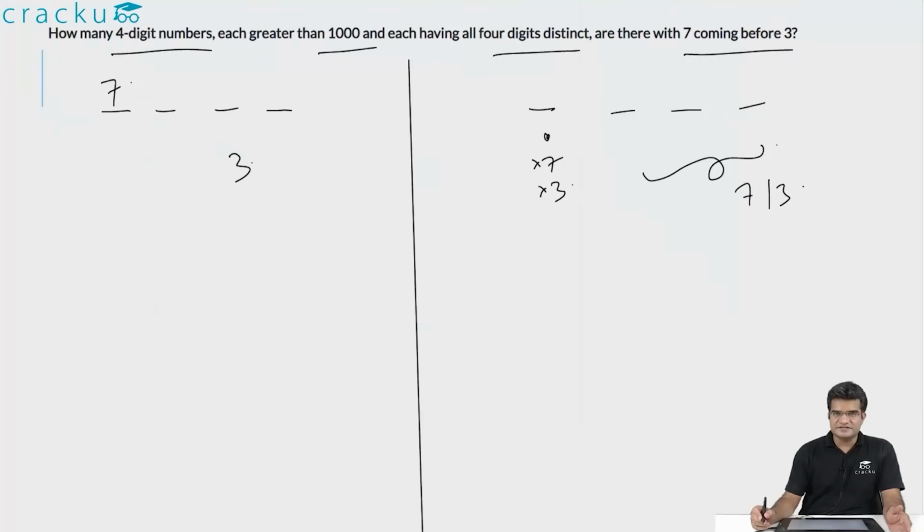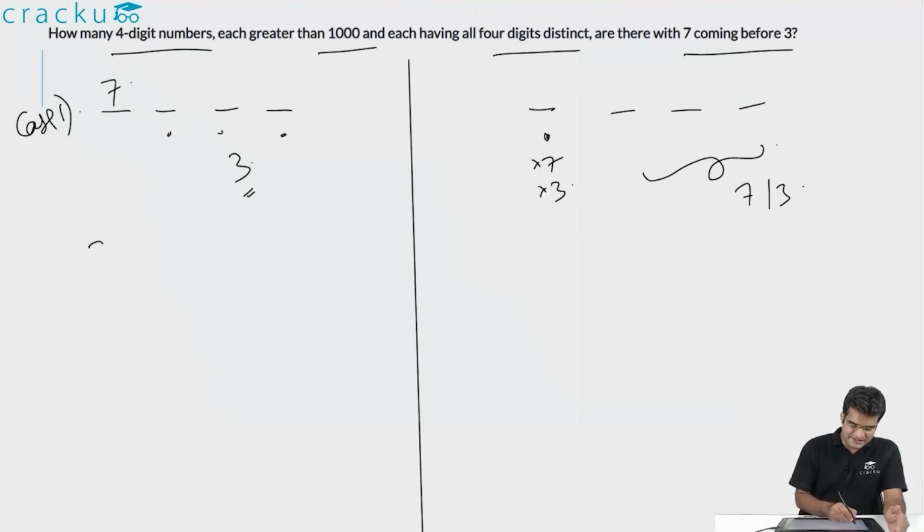So let us look at the first case. This is case 1. If 7 is the first digit, we have to select a place for 3. It can be any of the remaining 3 places. So we can choose the place for 3 in exactly 3 ways.